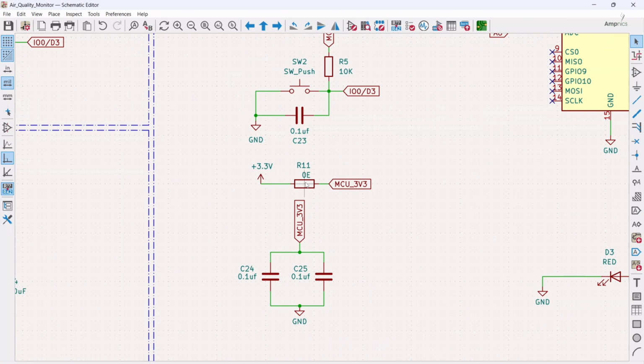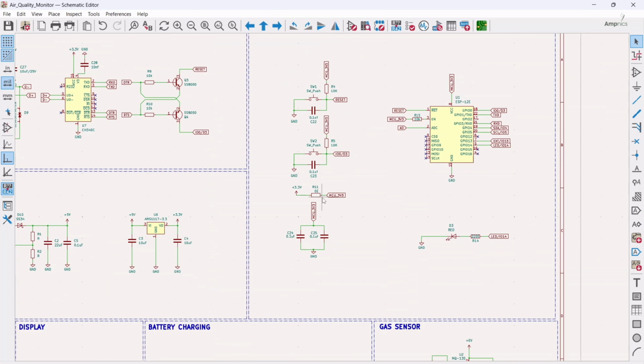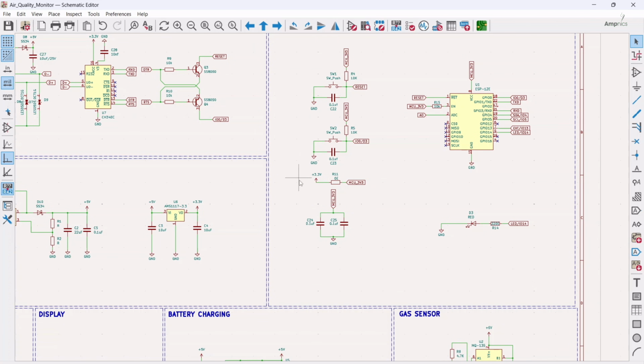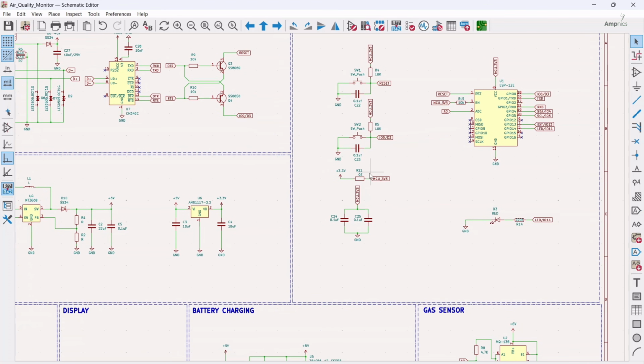This R11 0 ohm resistor. This 0 ohm resistor is very useful in hardware debugging. If your PCB fails or gets any error, you can use this 0 ohm resistor a lot in your hardware. So it makes the life easier for hardware developers. It is always good practice to use 0 ohm resistors, whether you want to measure the current or check whether the circuit is working or not. This 0 ohm resistor helps a lot.